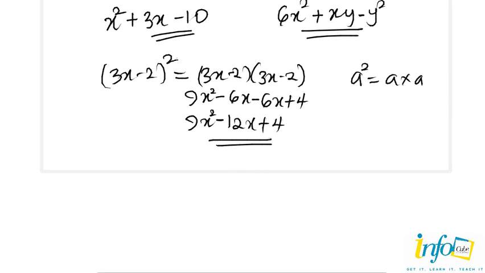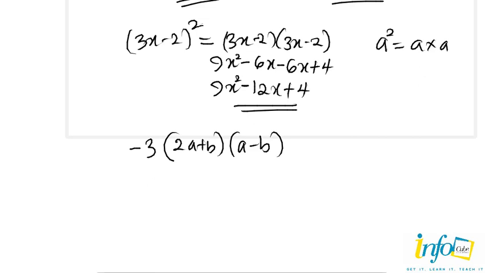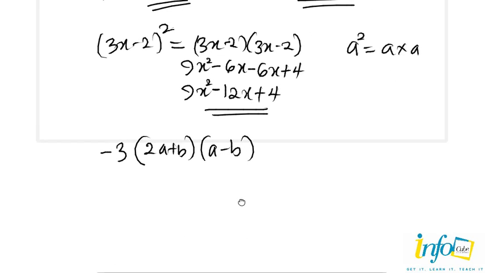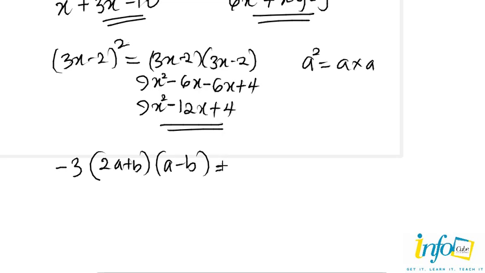Now what if you have a question in this form? Minus 3 into 2a plus b and into a minus b. How do we solve it? In this expression, we can solve it in two ways. This is like saying x times y times z, where minus 3 is our x, this bracket that comprises 2a plus b is our y, and this is our z.